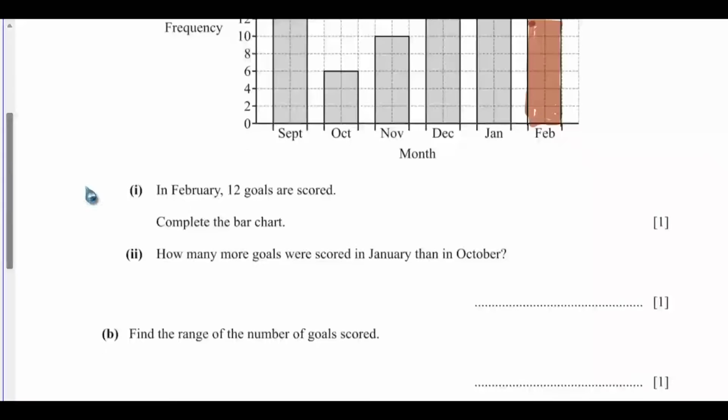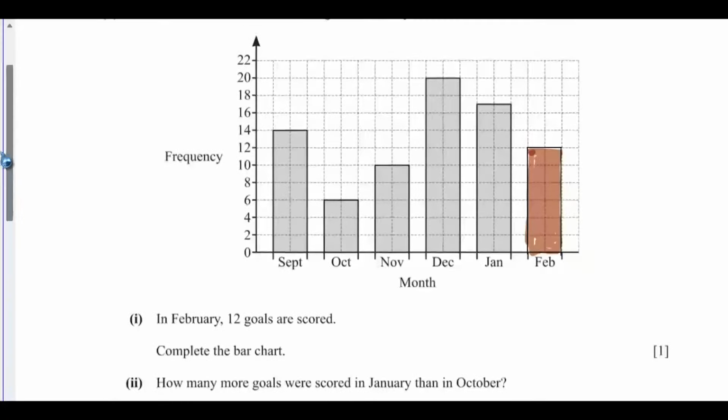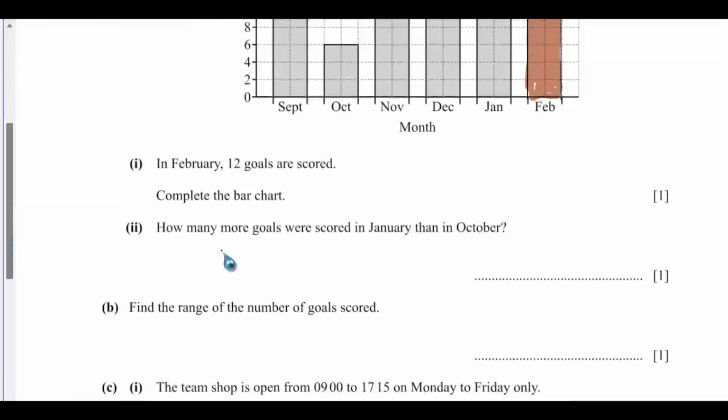That is Roman figure 2. How many more goals were scored in January than in October? In January, we have 17 goals. In October, we have 6 goals. So you can easily say 17 subtract 6. That will be 11. So 11 more goals were scored in January than in October.